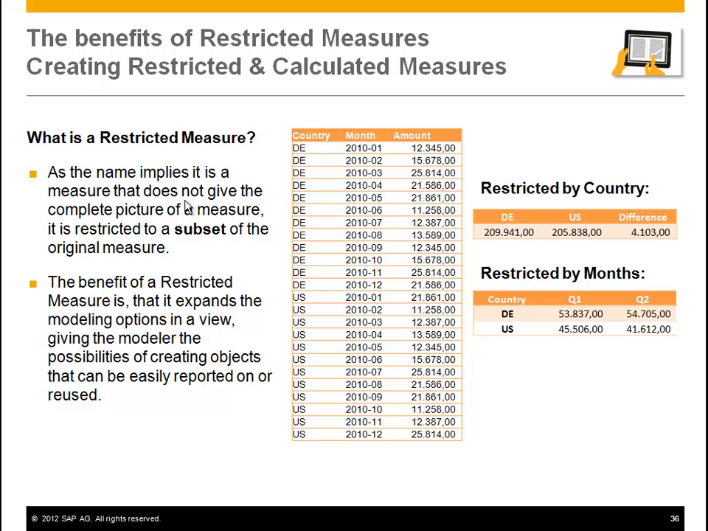2011. So in this example that you can see on the slides, we have a table with country, month, and amount. If I just want to see US and Germany and the difference, then I can create a restricted measure and restrict it by the characteristic country for the values Germany and US, or you can do something for restriction by months, for example.